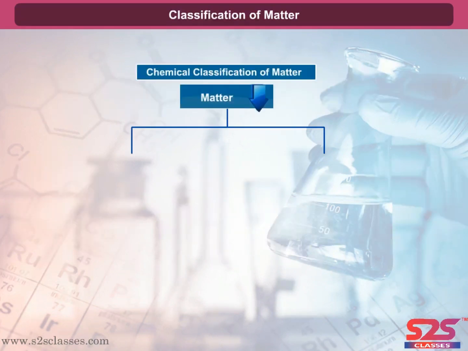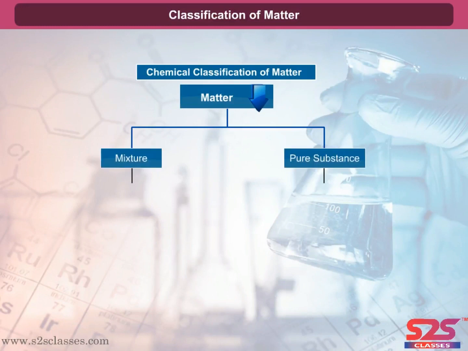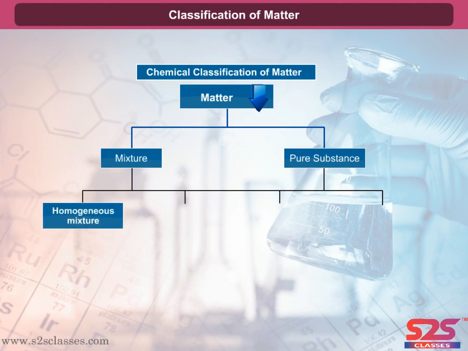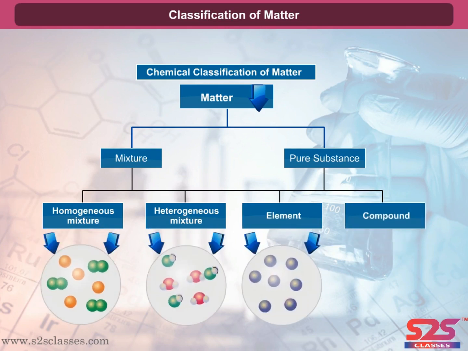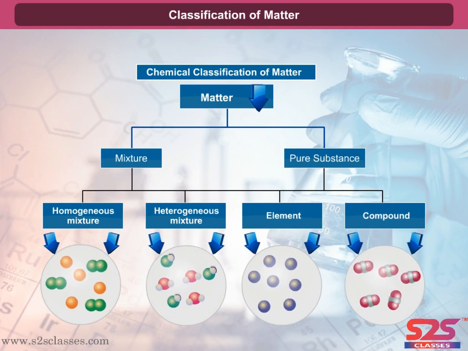On the basis of chemical composition, matter can be classified as mixtures or pure substances. Mixtures are further classified as homogeneous mixtures and heterogeneous mixtures. Similarly, pure substances are further divided into 2 categories, elements and compounds. Let us discuss these substances one by one.